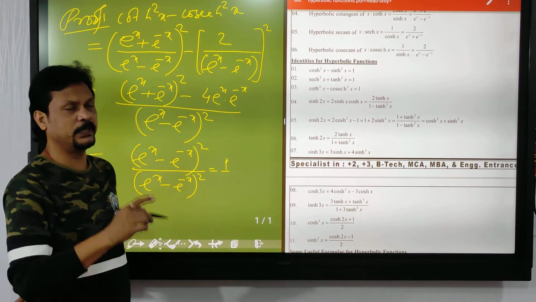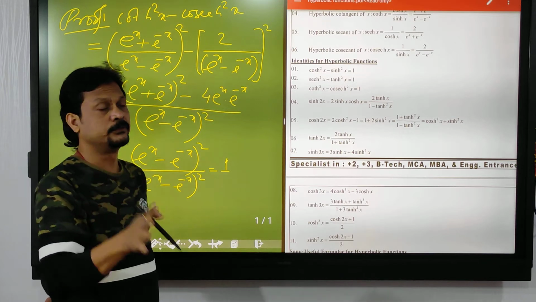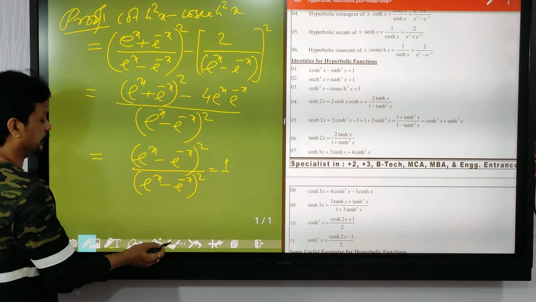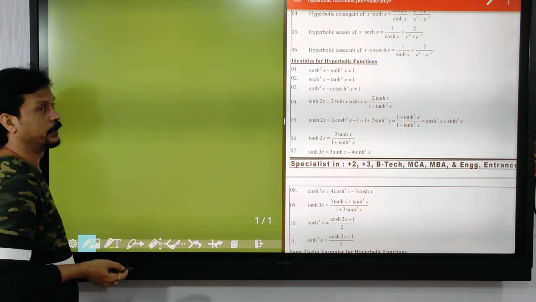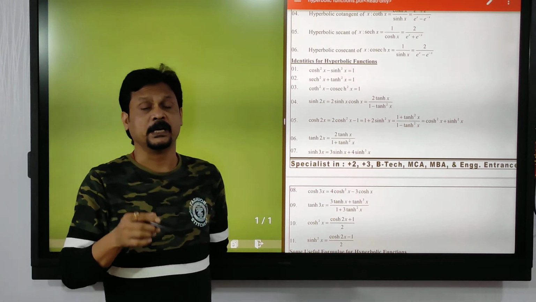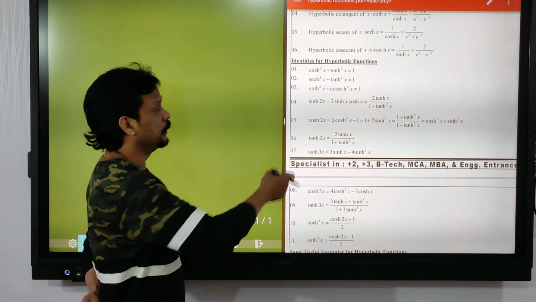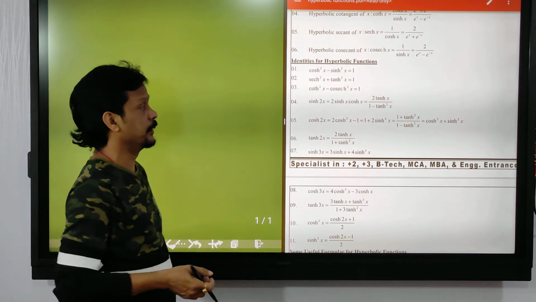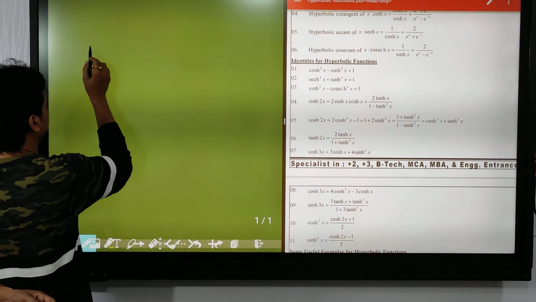Clear? Actually you have to remember those two formulas, and depending upon these two formulas, you can derive the 6 formulas, and from these 6 formulas you can prove all these identities. See here, the next identity.